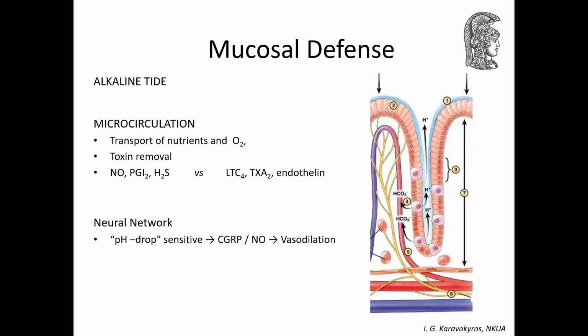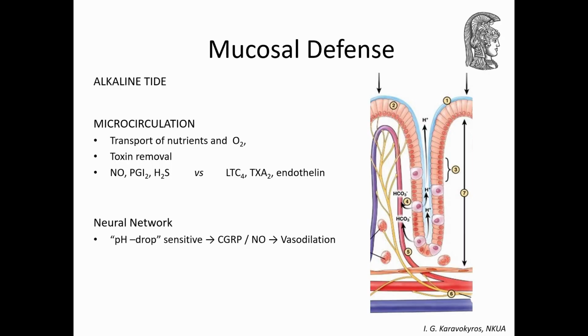Alkaline tide is the simultaneous secretion from parietal cells of acid and bicarbonate, where the acid is secreted to the gastric lumen but the bicarbonate to the blood circulation. Most of this bicarbonate is transferred away from the stomach, but a portion can be transferred with the capillary vessels towards the apical surface and thereof to the lumen.